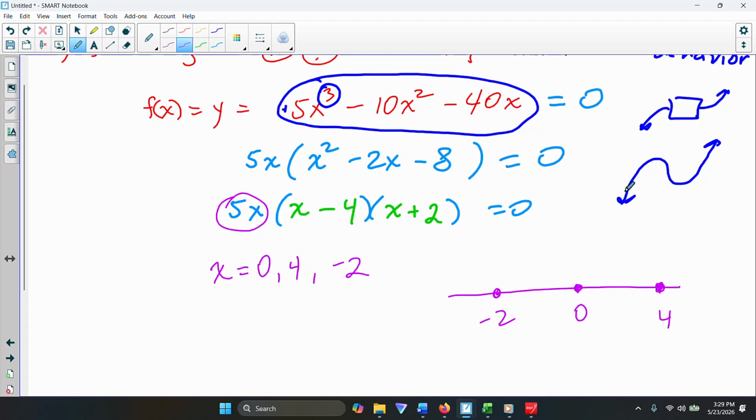What I'm looking for when I say sign chart is to create some kind of pluses and minuses. I'm basically saying the behavior of the graph will be either above the x-axis or below the x-axis throughout the whole number line. So let me undo that. And how do I do it at this point?